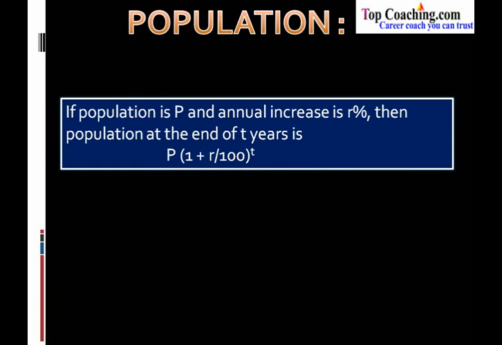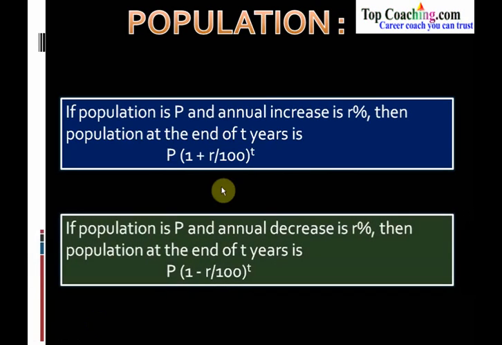Always use the concept of compound interest to know the increase in population of a particular area with respect to time. Now if we say that population is P and the annual decrease is R%, then the population at the end of T years is given by the formula P into (1 - R/100) to the power of T.